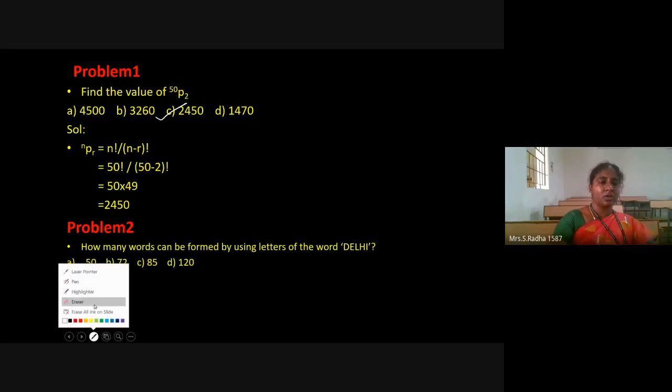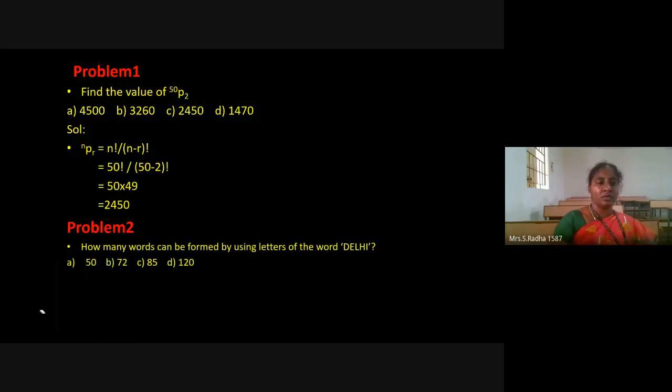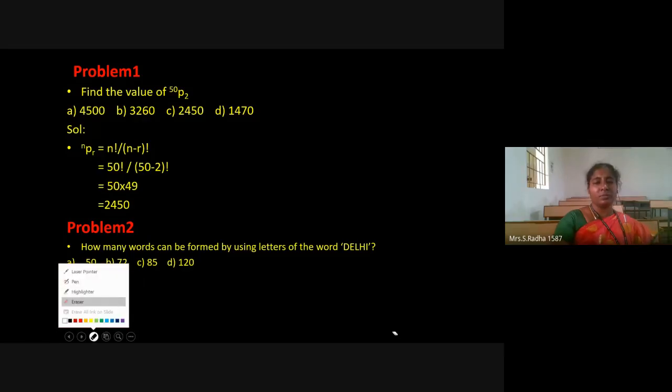I always prefer the value should be visible, whether I put a tick mark or not. So let it be. Now I am going to the second problem.